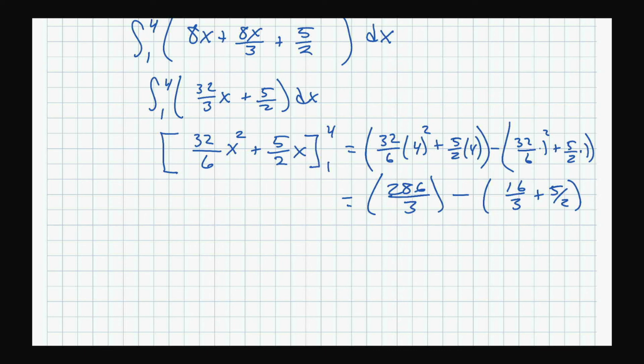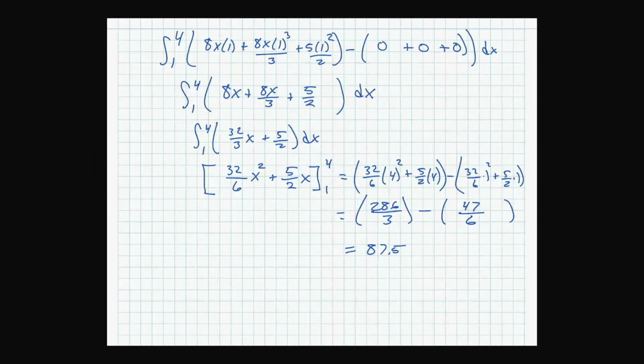Actually, let's just do that. 16/3 plus 5 halves is 47 over 6. I'm just going to erase that and write 47 over 6. And then I've got 286 over 3 minus 47 over 6. And then the result is 87.5. So hopefully I typed that right, or hopefully I haven't made a mistake. But nope, that's right. Okay, so that's good.